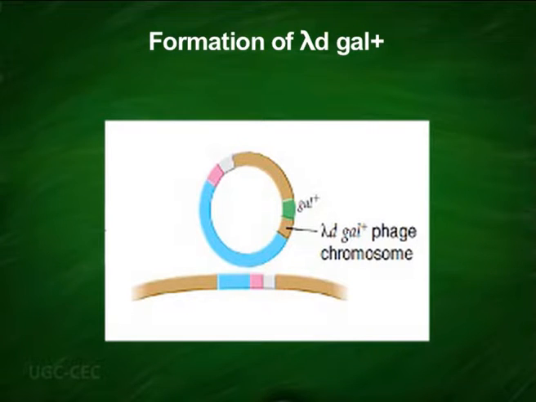The defective prophage will create defective progeny phages, and these phages are abbreviated as lambda d gal plus. Why lambda? Because it stands for the bacteriophage lambda. The small d stands for defective, because it comes from the defective prophage giving rise to defective phages. And why gal plus? Because the gal plus gene is present on the viral DNA which is excised out from the bacterial chromosomal DNA.